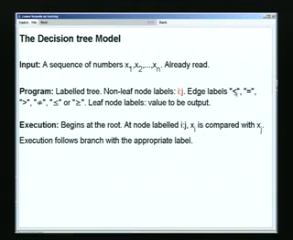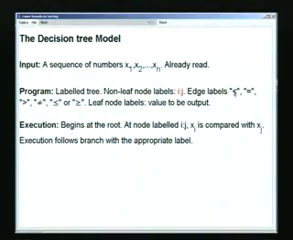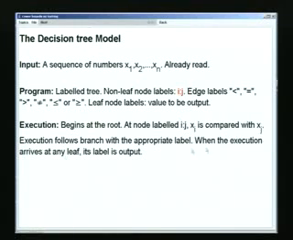So say, for example, the result is less than, then we will look for branches having either the label less than or the label less than or equal to. We will require that only one out of less than or equal to and less than be a label present on the outgoing edge. This is because we want our algorithms to be deterministic. So once we make a comparison, we want a unique path to follow outwards. When the execution arrives at any leaf, the label of the leaf is output.